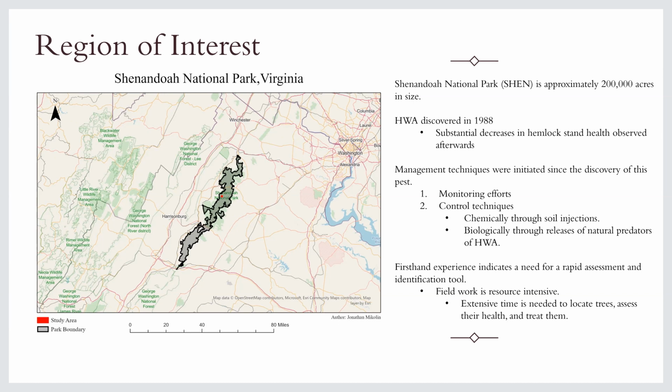So the reason I became interested in this topic is because I actually work for the Park Service as a biological science technician at Shenandoah. And I've actually done some of the field work for hemlock trees there. Firsthand experience has shown me there is a need for a rapid assessment and identification tool for this type of work. Field work to locate hemlock trees and manage them is very resource intensive, meaning a lot of hiking is involved during surveys to find these trees, along with person hours to conduct control efforts and health assessments on them.